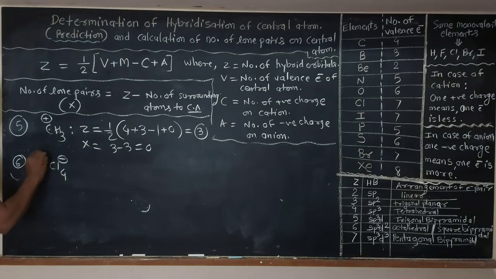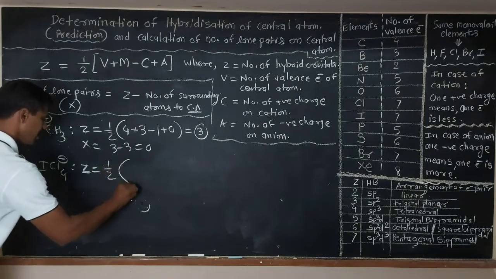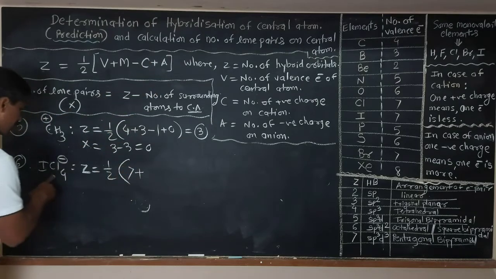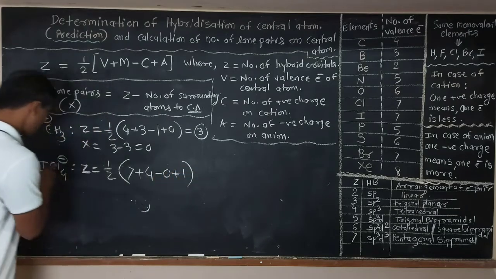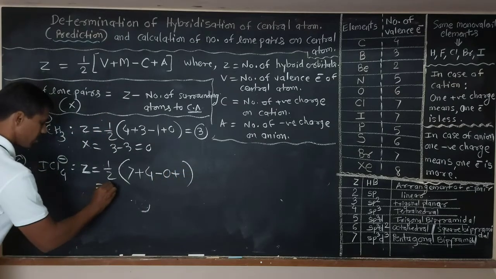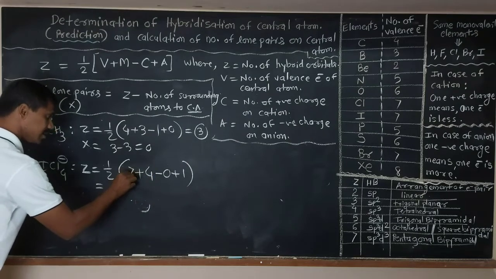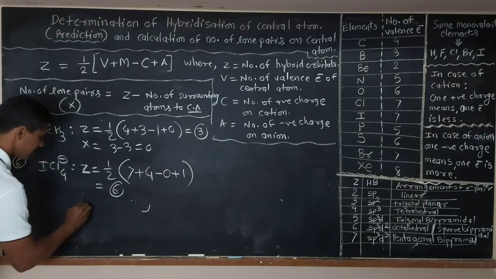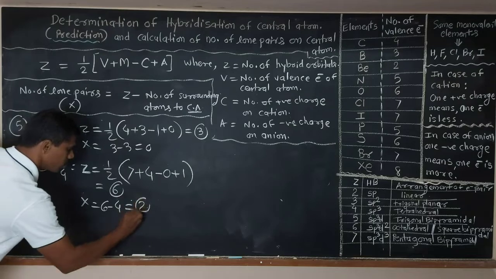Example number 6, ICl4−. Z is equal to 1/2 into iodine with valence electron 7, plus 4 chlorine monovalent, plus 4, minus 0, but plus 1 due to anion. Clear? It is equal to half into 12: 7 plus 4 is 11, plus 1 is 12, into half is 6. And what is the X, number of lone pairs? 6 minus 4 is equal to 2.